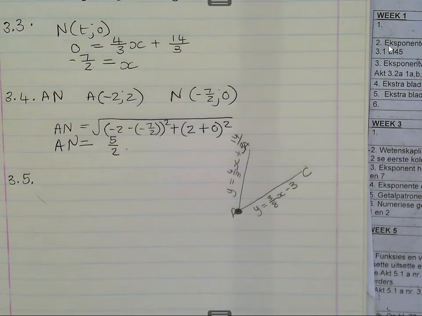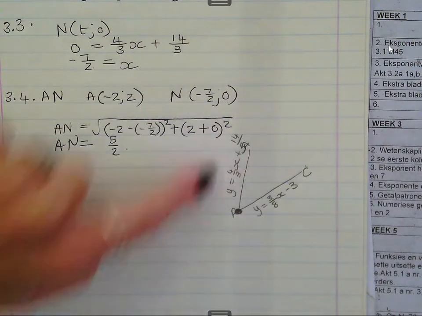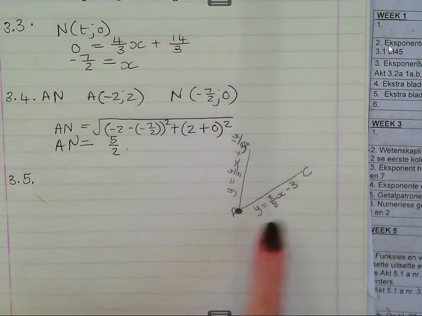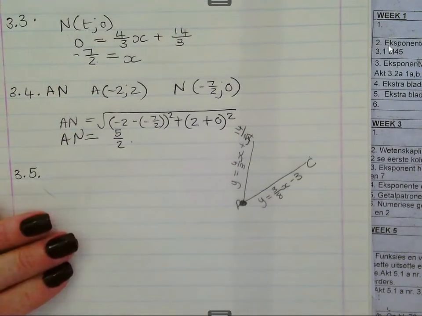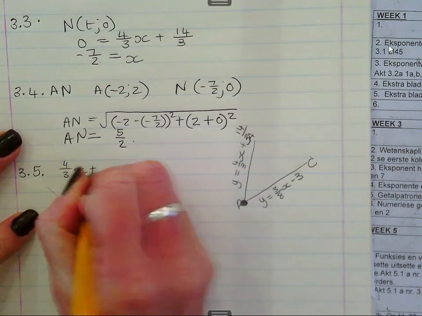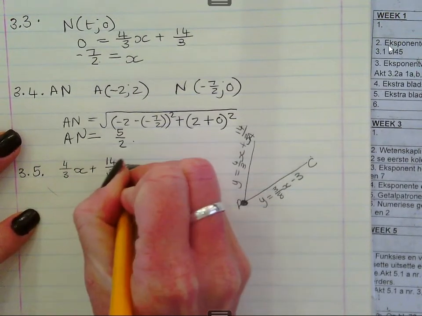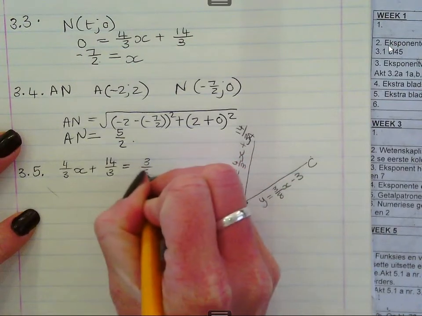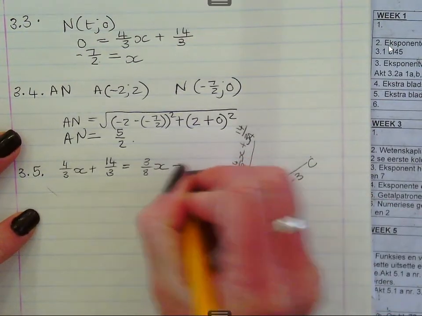Now, if I tell you that Leakwe is naughty, and I tell you that Katleo is naughty, we can say that they are the same. Do you agree with me? So if this equation is equal to y and this equation is equal to y, we can let them be equal to each other because they're equal to the same thing. So I'm going to say 4 over 3x plus 14 over 3 is equal to 3 over 8x minus 3.